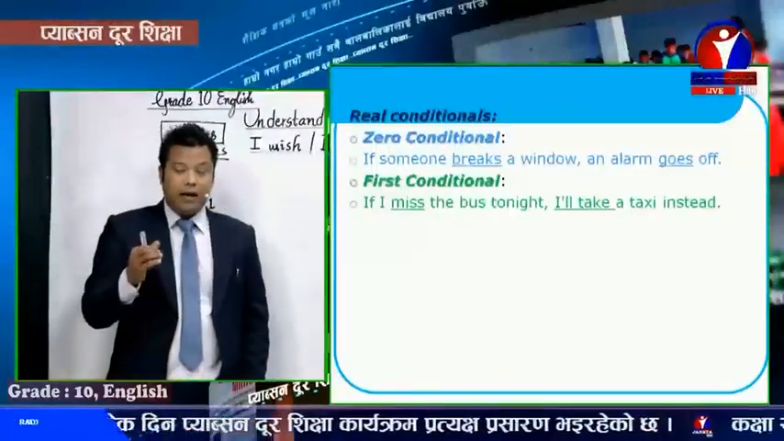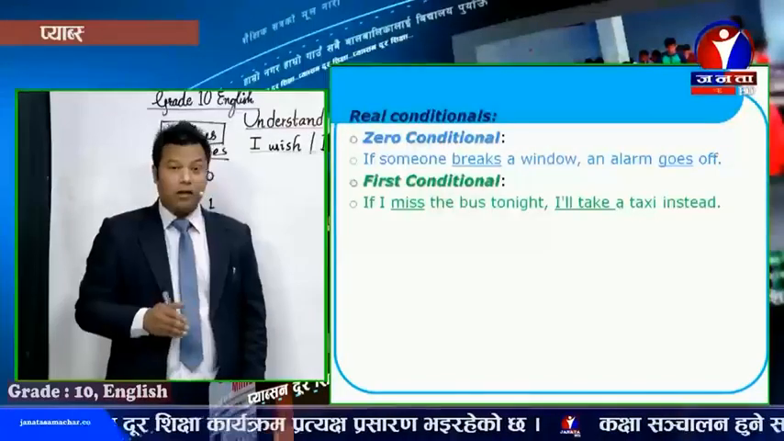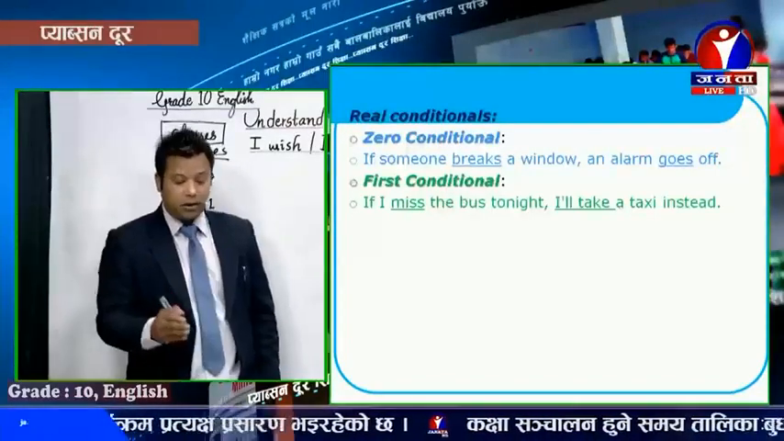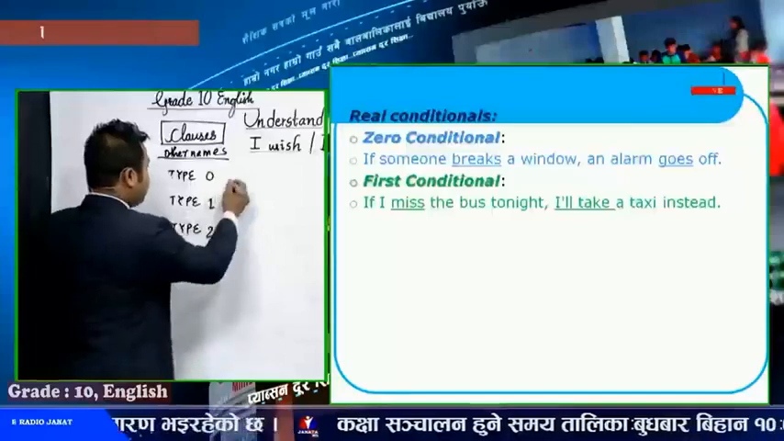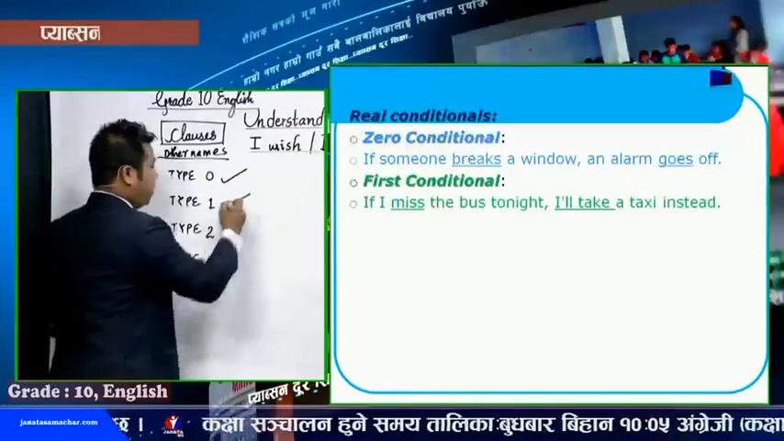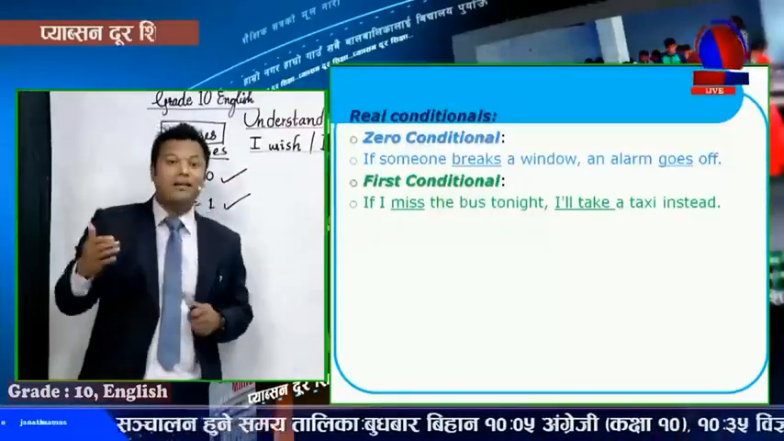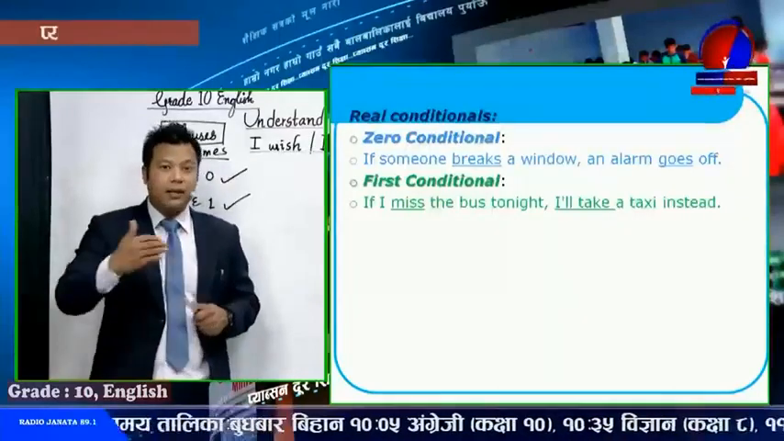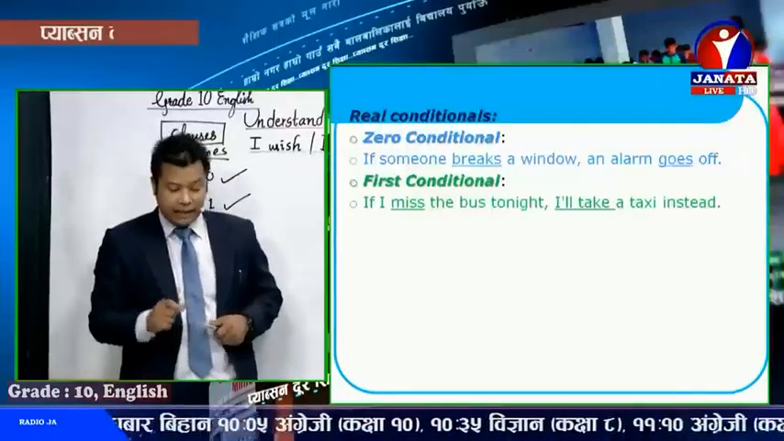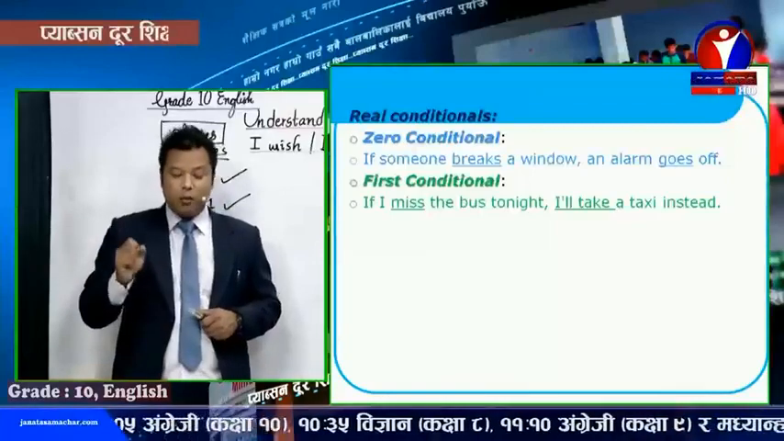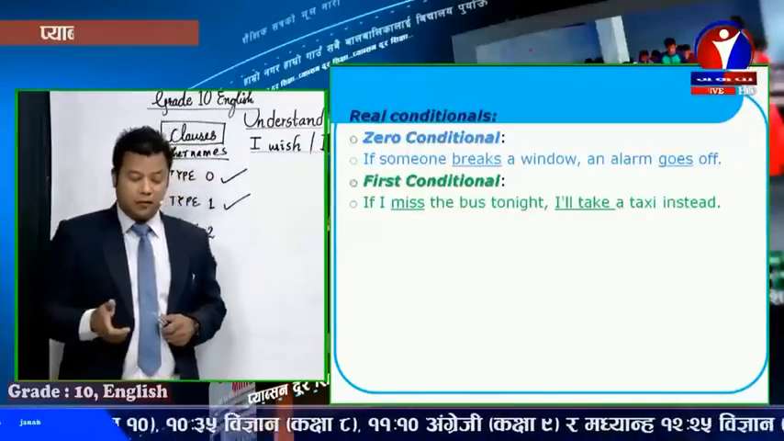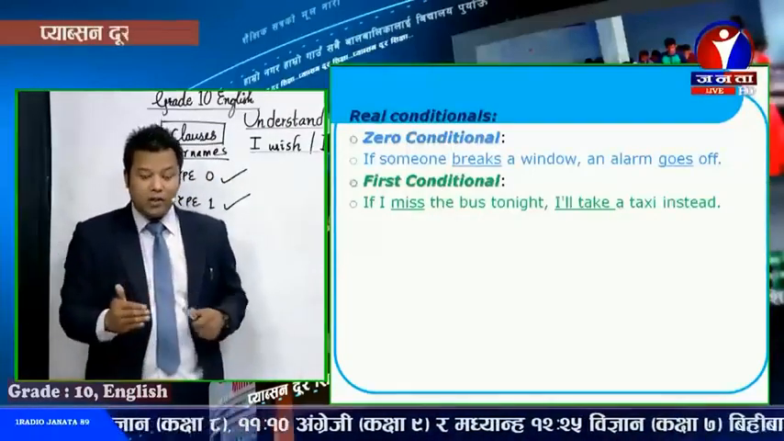Now, on your screen, you can just see this. I have introduced to you real conditionals. Now, what is real conditionals? This type 0 and type 1 are real conditionals. Why are these real conditionals? Let us explore. Look at the sentence example there. If someone breaks a window, an alarm goes off. Why is this a zero conditional?